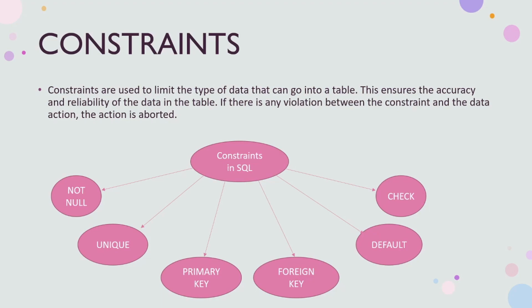So let's start by looking at what constraints are. Constraints are used to limit the type of data that can go into a table, in particular a column. Now, why do you do this? So that you can have a check on what types can go in. This ensures the accuracy of the data in the table. Now, what are the different types of constraints? They're not null, unique, primary key, foreign key, default, and check. You'll learn all of these as you go ahead.